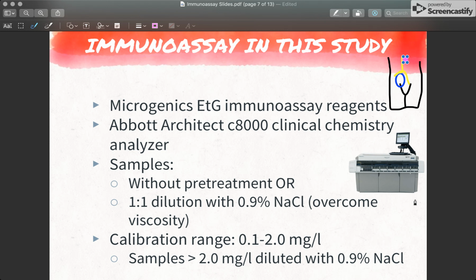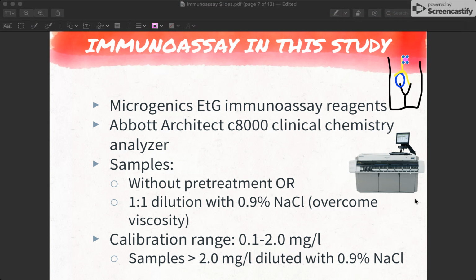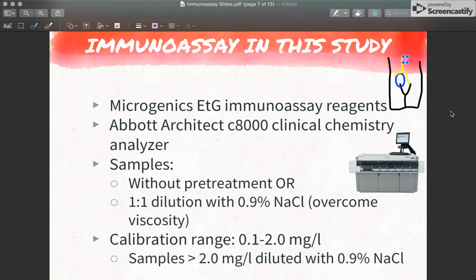The ones that they did this dilution with were ones that had a viscous gel. Remember, the vitreous humor is the gel of the eye. The gel of the eye is going to be a thick liquid, so it's going to be a little bit viscous. If they dilute it with this NaCl, it's going to be a little bit less viscous and a little bit more able to work and be recognized there.